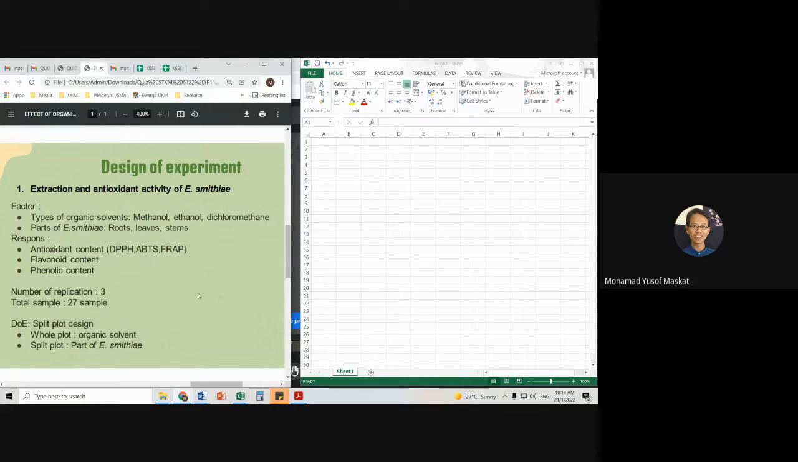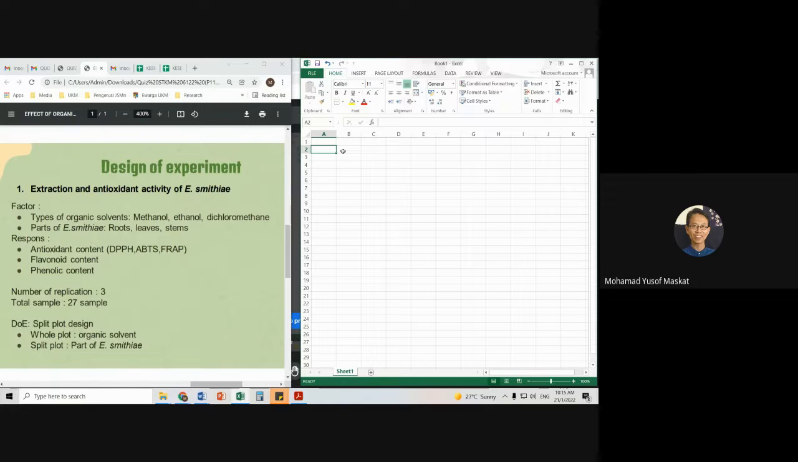So which one do you do for split plot, which one is the whole plot and which one is the split plot? You don't need to randomize. You can choose, and usually we will choose the factor that is the most difficult to manipulate as the whole plot. So for Mai, it is the organic solvent that is the most difficult to manipulate. So she designates the whole plot as the organic solvent, and the split plot is the part of the plant.